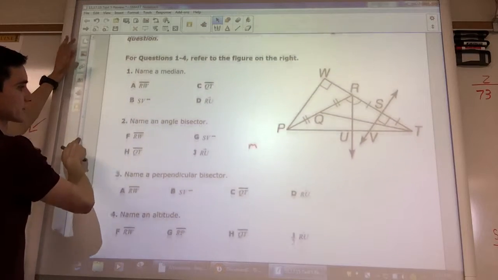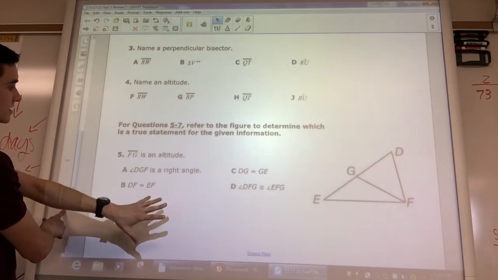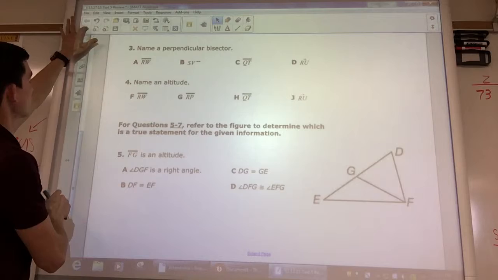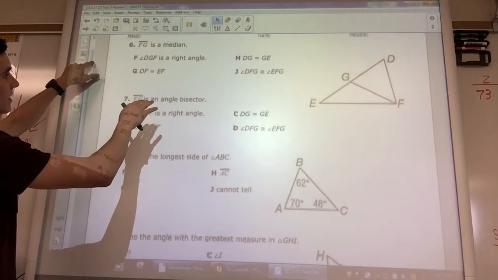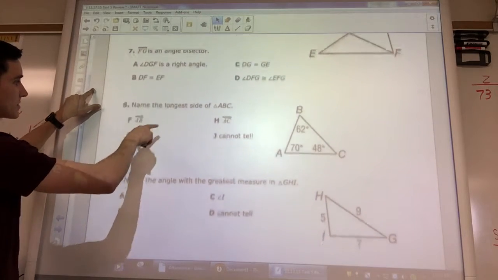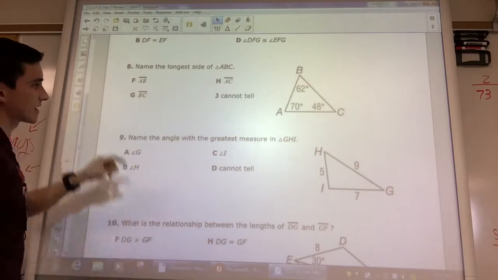I think I'm going to try to go over every single thing on here. Okay, so this whole first page, let's see. That's all about what we just talked about. That's what we just talked about. That is what we just talked about, angle bisector. That's what we just talked about. Name the longest side of ABC.